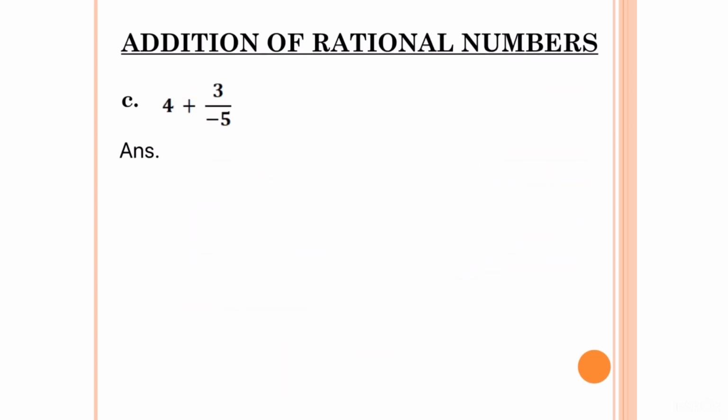Next question, 4 plus 3 by minus 5. In this question, we will take the denominator of 4 as 1. Now, this expression will be equal to 4 by 1 plus of 3 by minus 5. Now 3 by minus 5 is a negative rational number. So plus of a negative rational number will be negative. Plus of minus is minus 3 by 5.